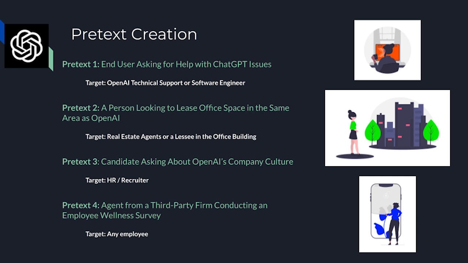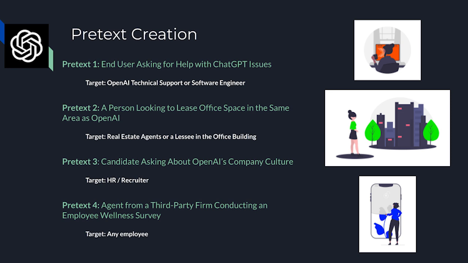The third pretext is a candidate asking OpenAI recruiters about the company culture. We wanted to target the OpenAI recruiters with public LinkedIn profiles. This is a less risky approach since recruiters go through many candidates as part of the hiring process. Just like the second pretext, at worst, they'll refuse to answer any such questions and leave it up to the interviewer to answer them during the application process.